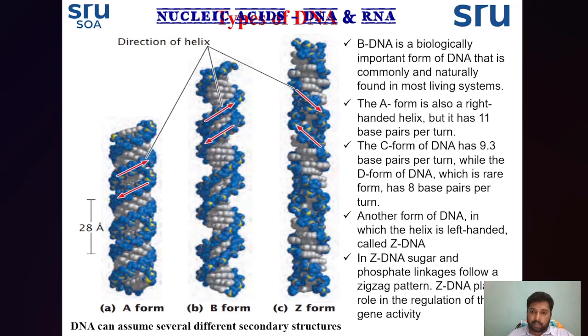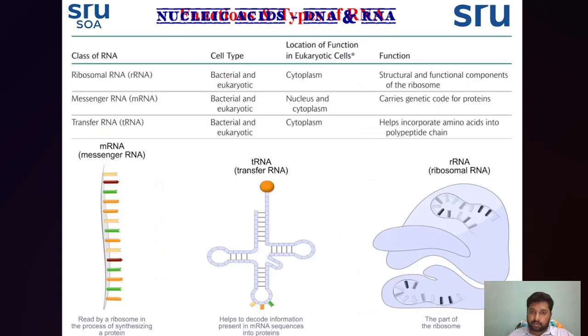4 types of DNA are there: A, B, C and Z, where B is the common form found naturally in most living systems. Okay, next one: functions and types of RNA. Very important. As we know, 4 types of DNA are there: A, B, C and Z forms. In RNA there are 3 types: ribosomal RNA, messenger RNA and transfer RNA.